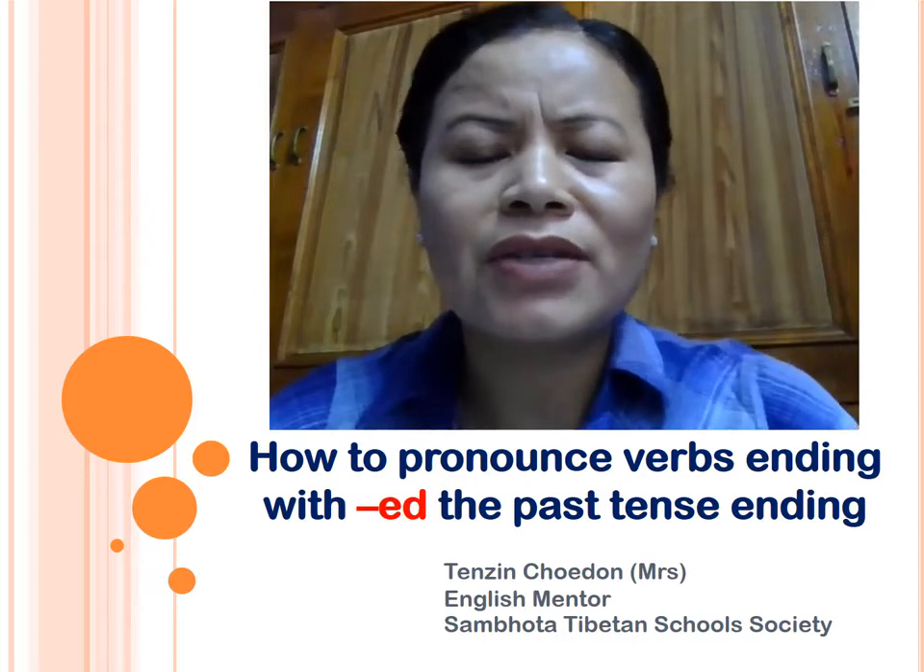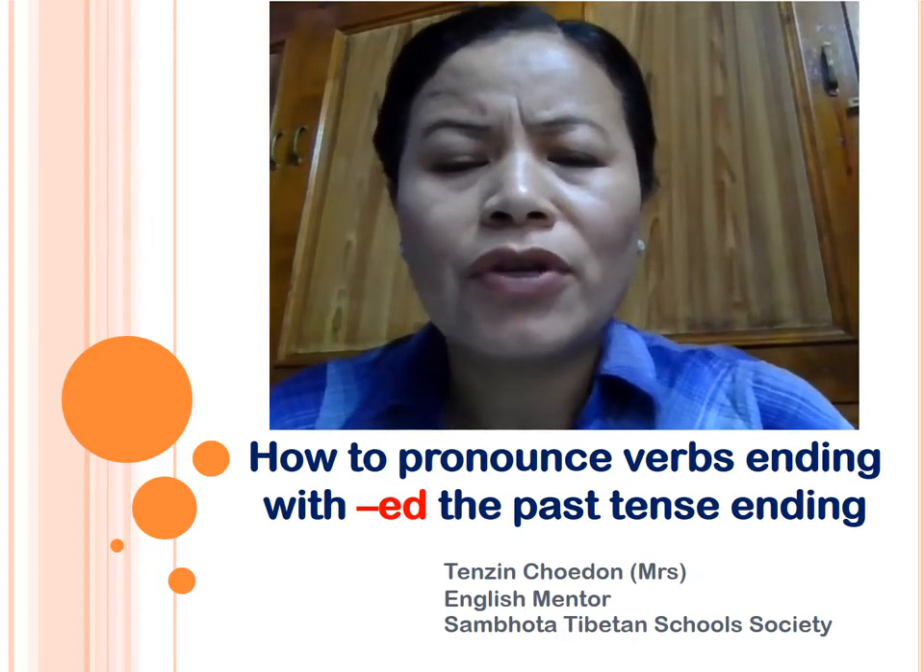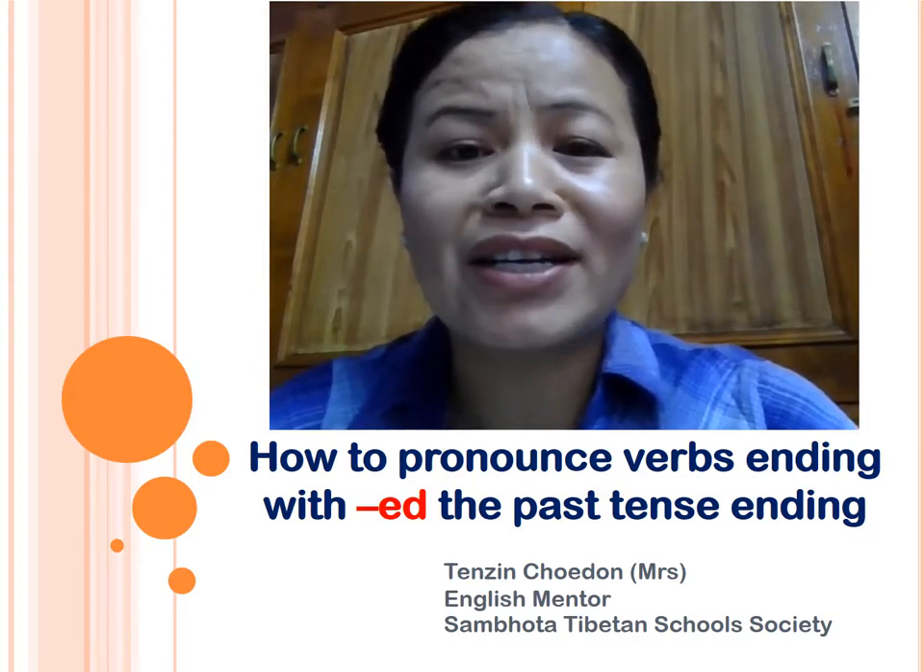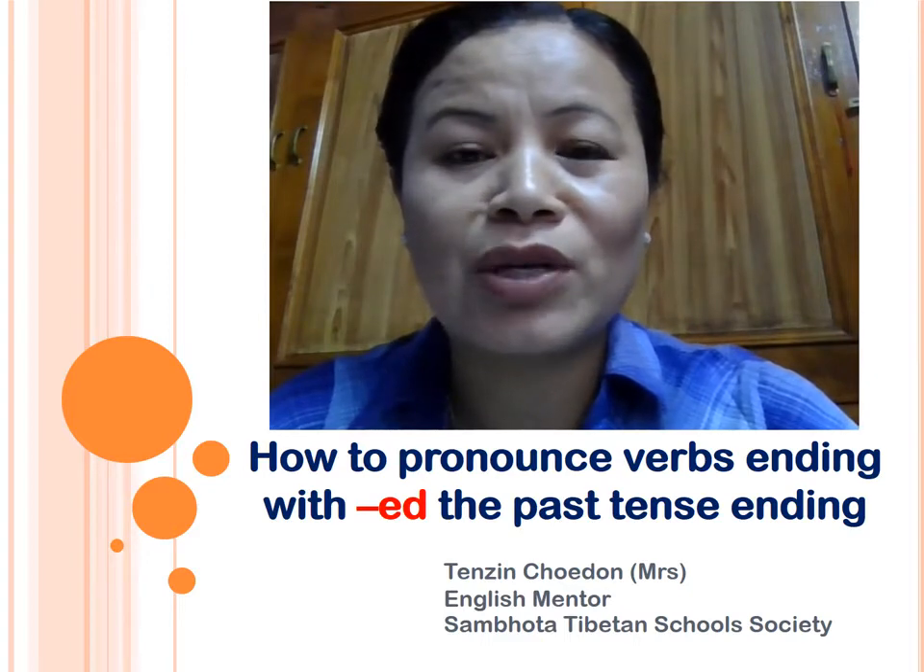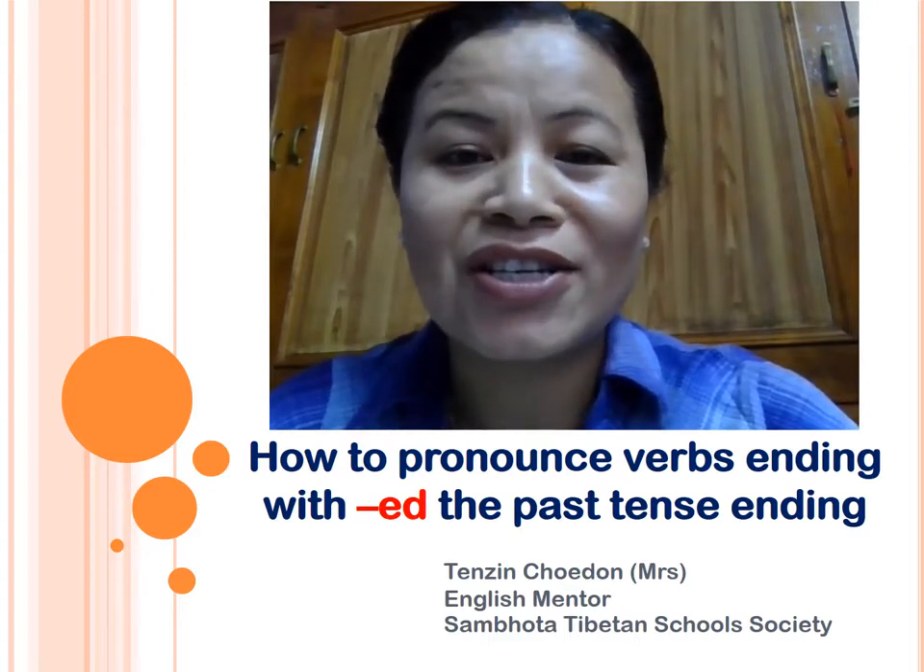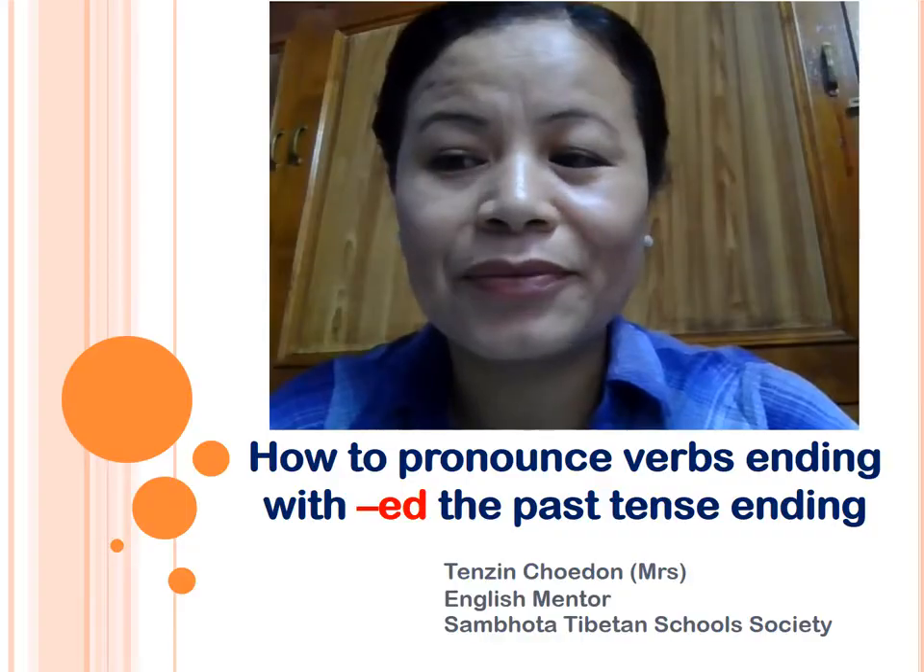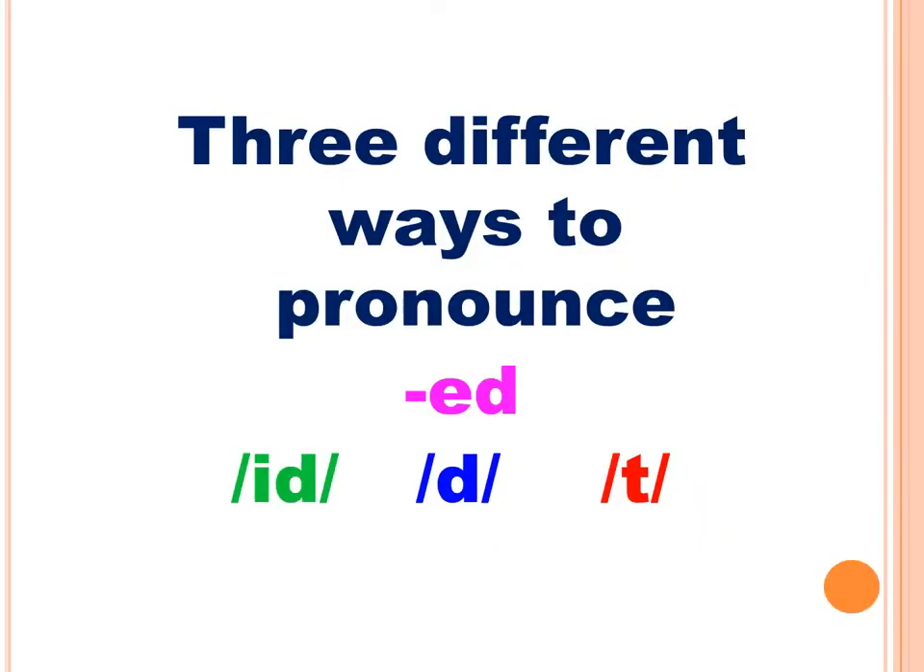So I thought that this video lesson would be helpful to those children who are still struggling with the correct pronunciation of verbs ending with ed. So here it goes. There are three different ways to pronounce ed: id, d, and t.